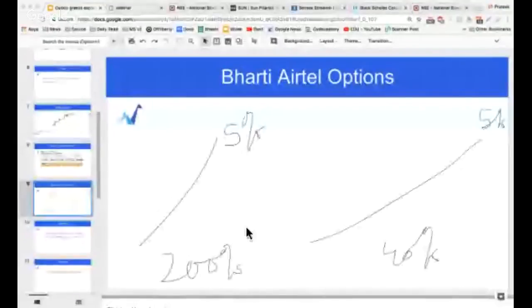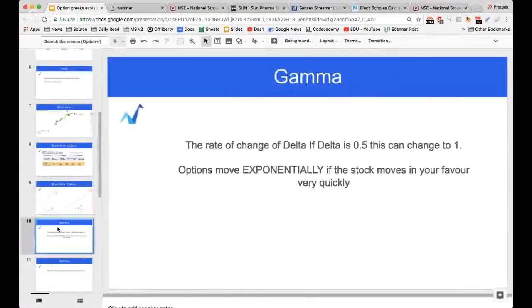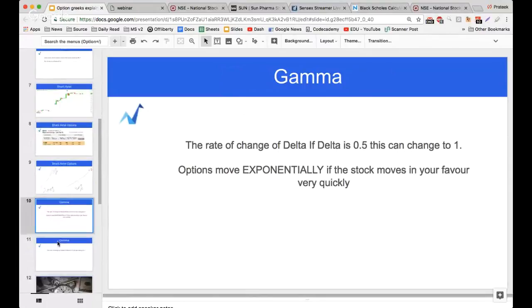So that's what gamma actually is, right? Gamma is the rate of change of delta. So if delta is 0.5, it can change to 1. This percentage change of delta is what gamma is. All right, that's what gamma is.